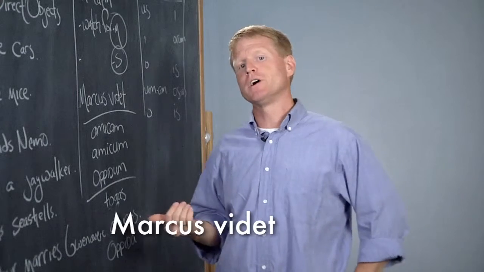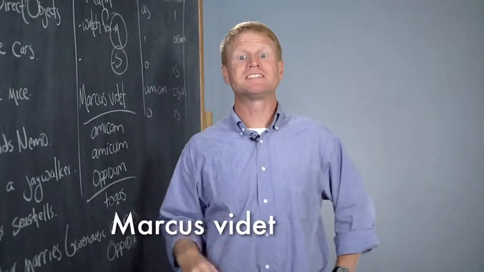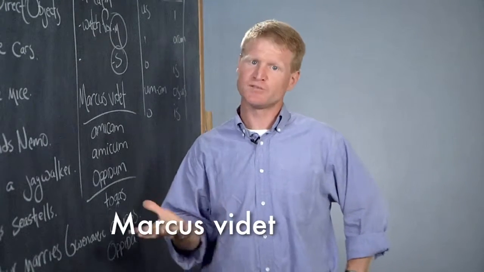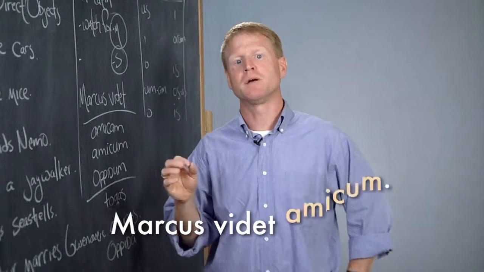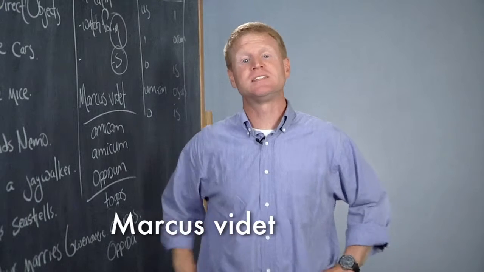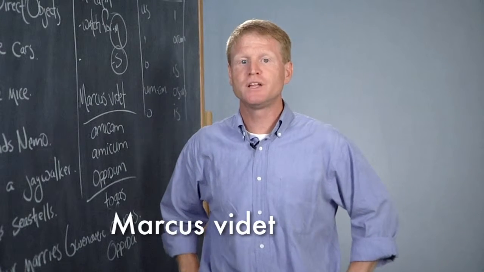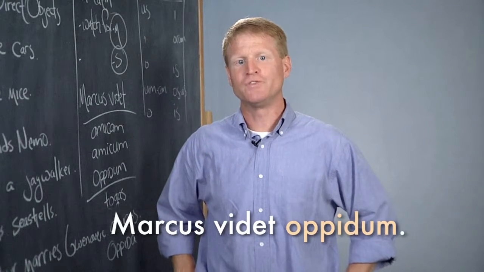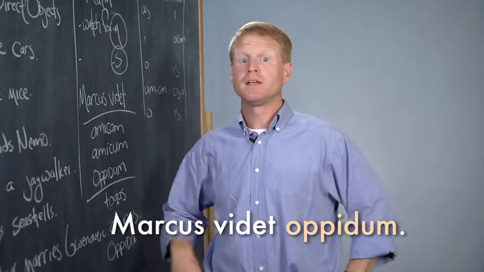Let's put in a masculine word. Marcus sees his friend, not his girlfriend, just his friend. Marcus videt amicum. Again, there's the M at the end. Marcus sees the town. This is neuter. Marcus videt oppidum. Marcus videt oppidum.